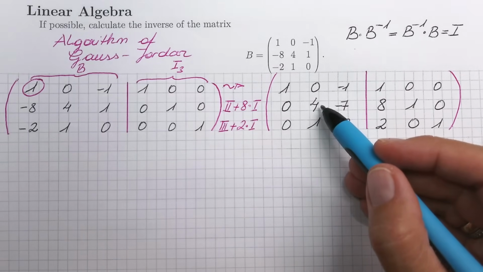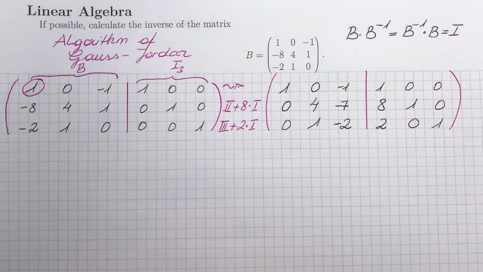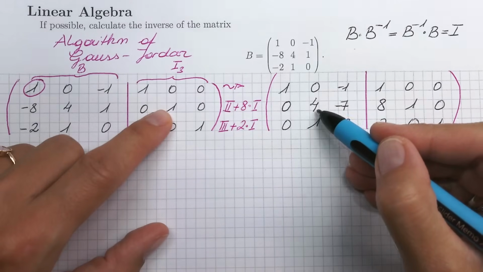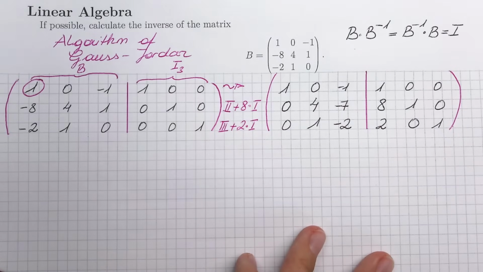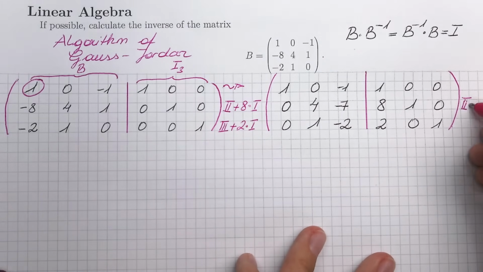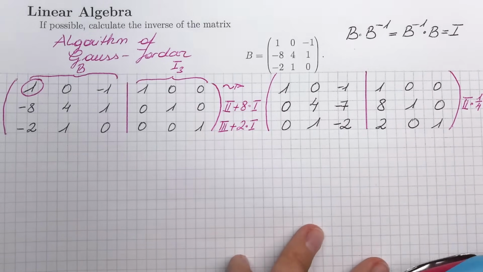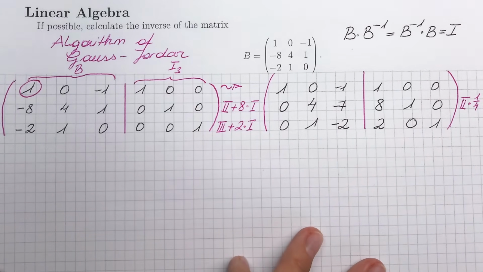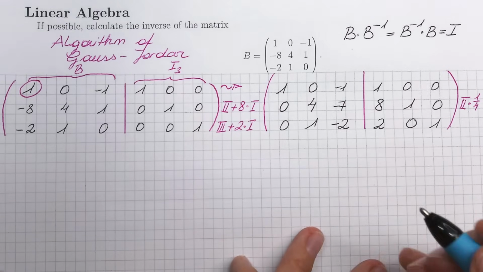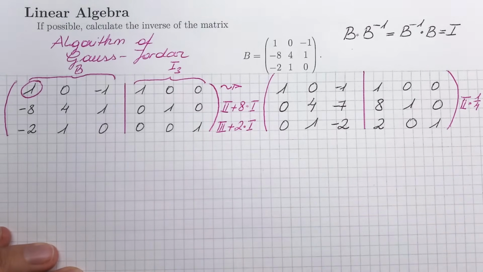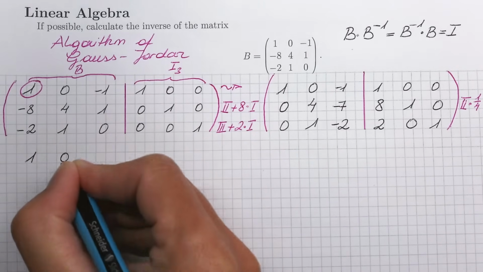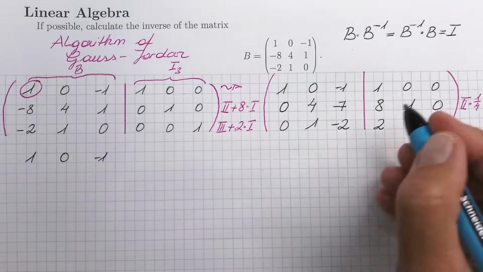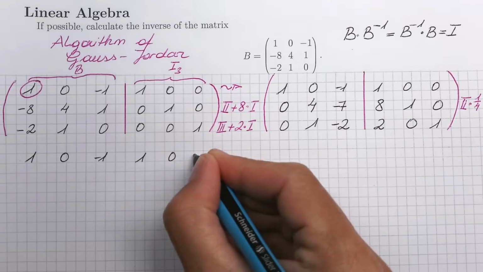In this case, what we want to get is here a 1, because this is obviously the one thing that we would like to have. How do we get the 1 here? Well, obviously we multiply the second row by 1/4. So we multiply the second row by 1/4. I hope you can see this. The first row, in this case, remains unchanged. Okay? It's 1, 0, minus 1. Then we continue here. 1, 0, 0.